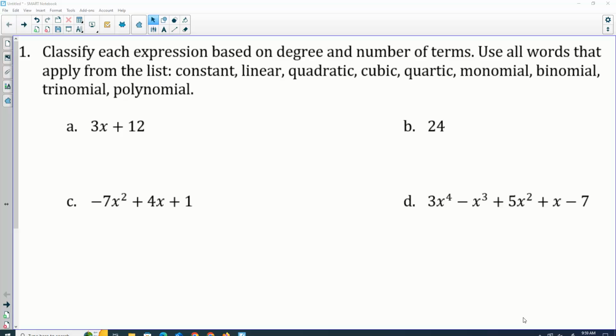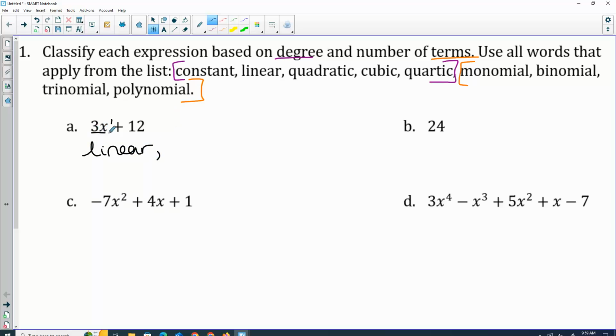Just to see things one more time. When we are classifying our trinomials, we do it based on degree and number of terms. The words that deal with degree: constant, linear, quadratic, cubic, quartic. Number of terms is monomial, binomial, trinomial, polynomial. So when I'm looking at this one, it's x to the first. If it's x to the first, what my degree is 1, what do we call that?